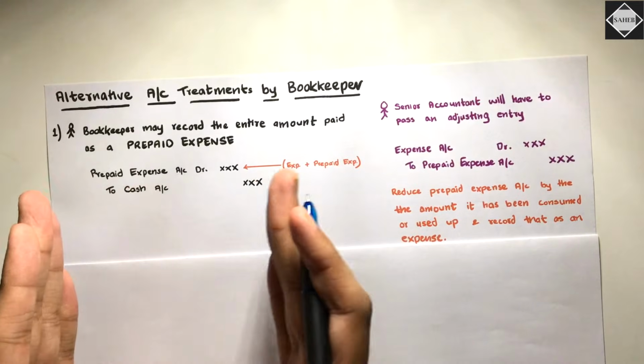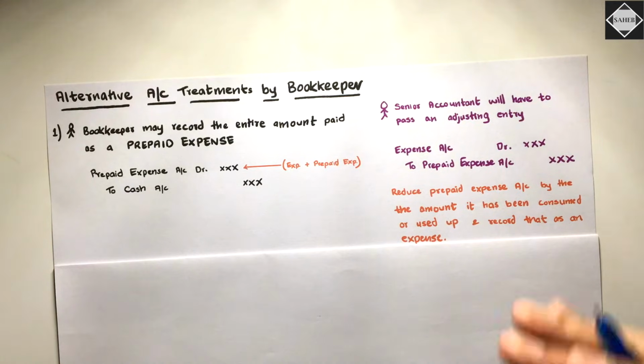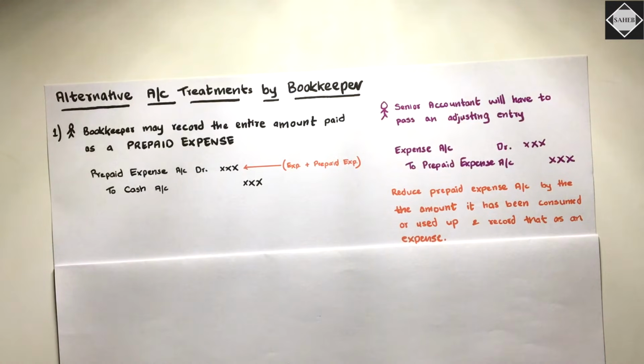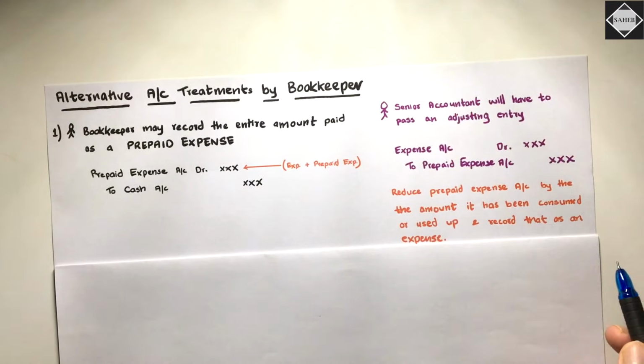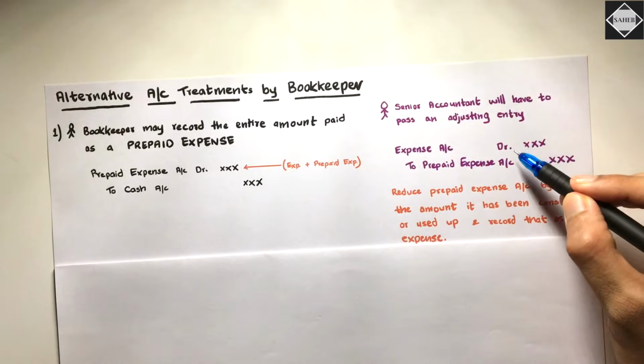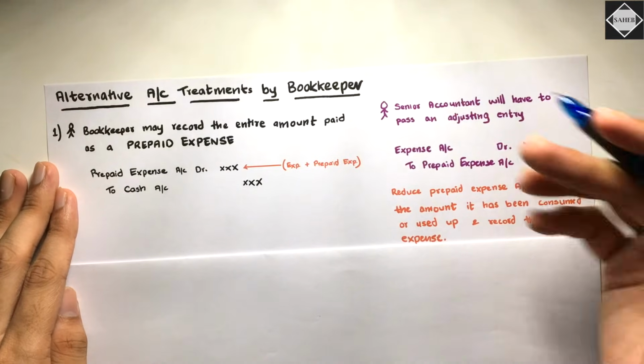Reduce prepaid expense by the amount it has been consumed. One accounting period has passed, so 12,000 has been used up. The benefit has been taken by the company by doing operations in that office, by using up that space. For the remaining 2 accounting periods, that 24,000 has not been used up, so that's the right prepaid expense. So only 12,000 he will reduce, and that 12,000 will be recognized as an expense. This entry will be passed at the year end: expense account debit 12,000 to prepaid expense 12,000. Is that clear? This is the adjusting entry.